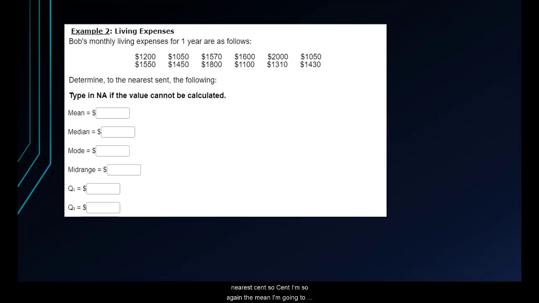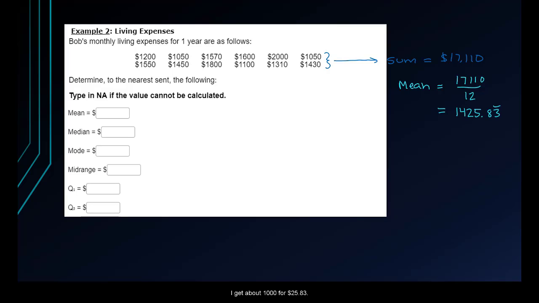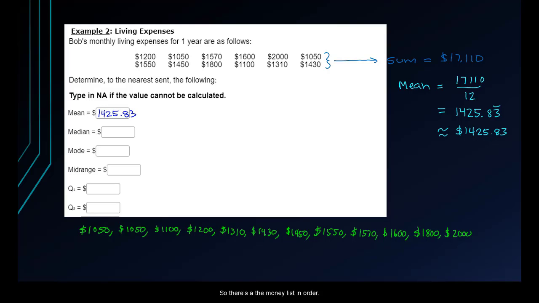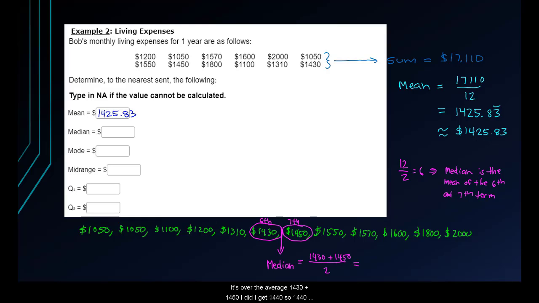So again, the mean, I'm going to add these up first. There's $17,110 here. Divide that by 12. I get about $1,425.83. So I put that there. Now the median, I want to have this listed in order. So there's the money listed in order. Again, I have an even number of these. So if I divide 12 by 2, I get 6, which means that the 6th and 7th term, the average of that should be the median. So I'm going to average 1430 and 1450. When I do that, I get 1440. So $1,440 is the median.